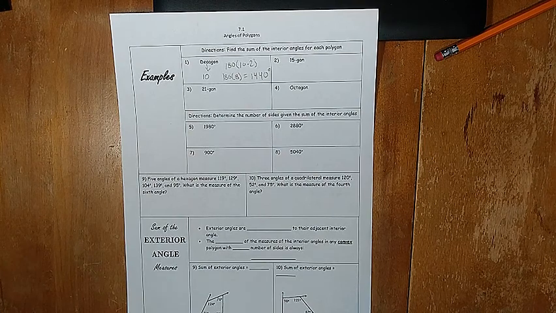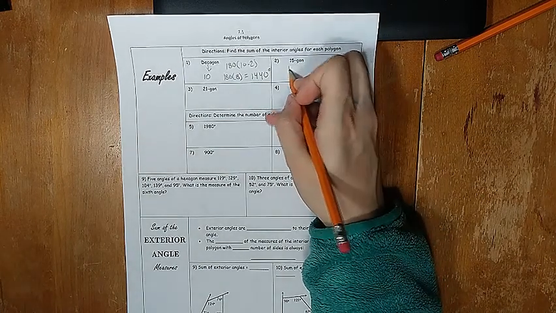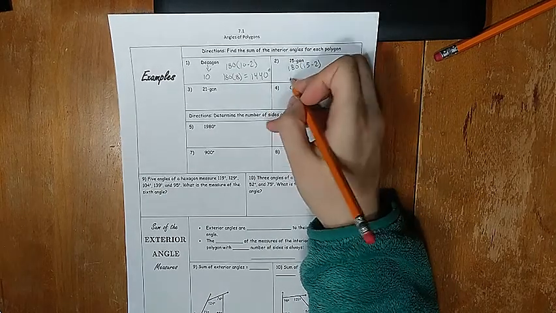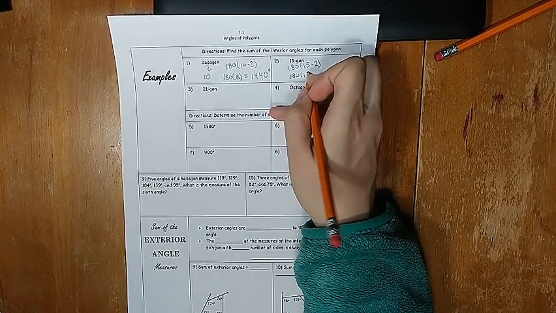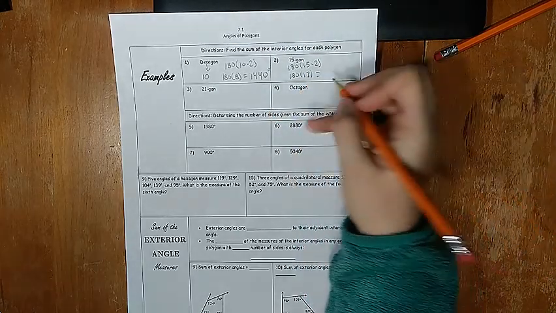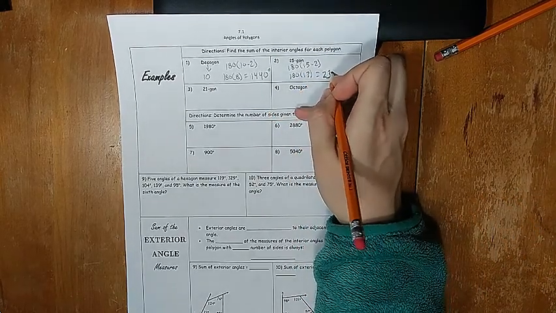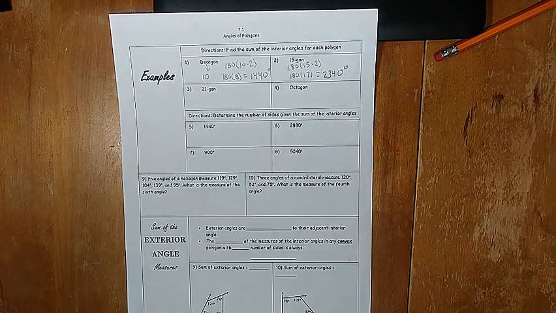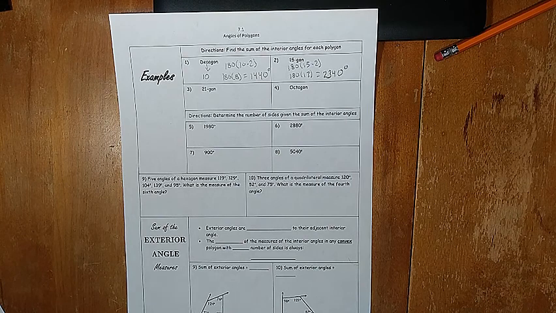Let's do number 2 together. So we've got a 15-gon. So we would have 180 times 15 minus 2. So that's 180 times 13. 180 times 13 is 2,340 degrees. All right, I'm going to skip 3 and 4 for you to try in just a moment.